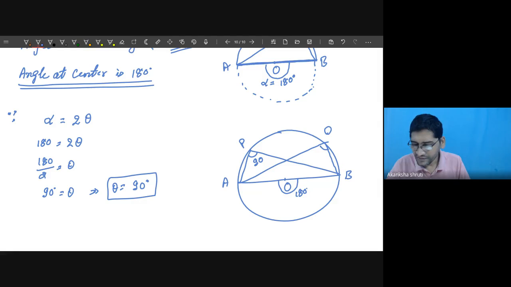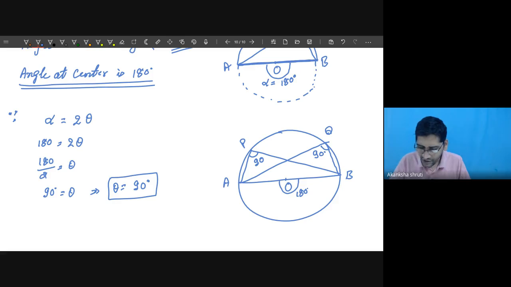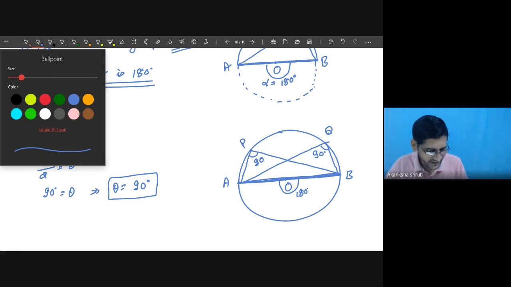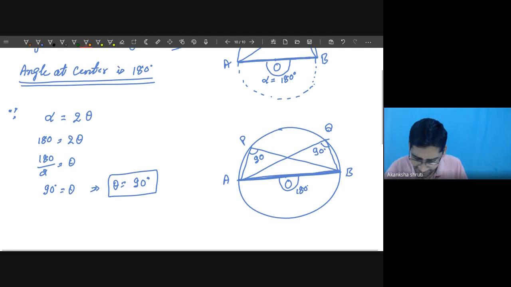Yes. What will be this angle, student? It is still 90 degree. That we have learned, that on the same chord AB, because diameter is also the longest chord, nothing else, the angle made on the same side is always equal. So wherever you make any angle on the same side, that will always be your 90 degree. Okay, student?